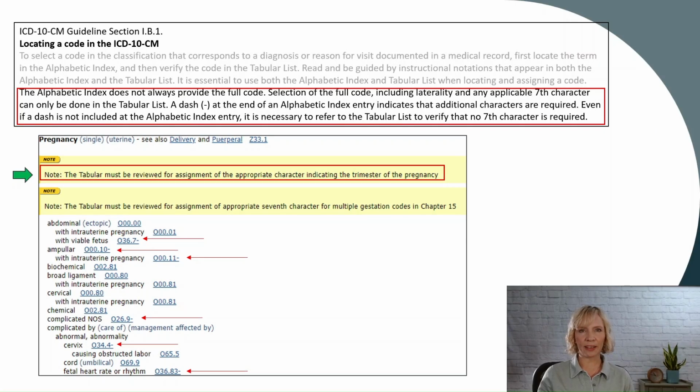The tabular list must be referenced in order to determine the final character for each trimester. This is indicated by the small dashes that appear after a code in the alphabetic index. A dash at the end of a code in the alphabetic index indicates that additional characters are needed.